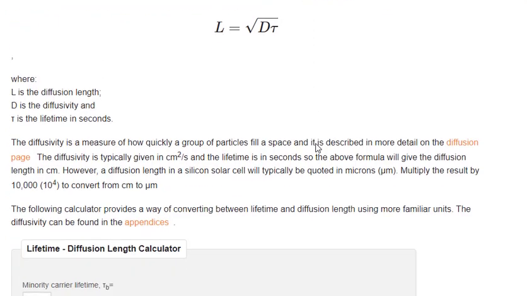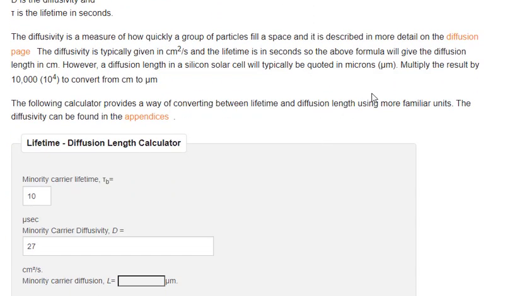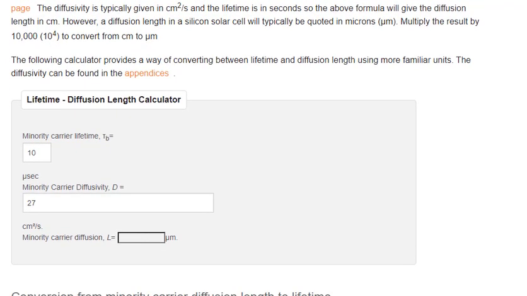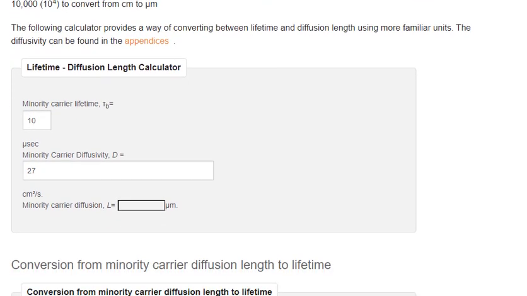The diffusivity is a measure of how quickly a group of particles fill a space, and it is described in more detail on the diffusion page. The diffusivity is typically given in square centimeter per second and the lifetime is in seconds, so the above formula will give the diffusion length in cm. However, a diffusion length in a silicon solar cell will typically be quoted in microns, micro-m. Multiply the result by 10,000 to convert from cm to micro-m.